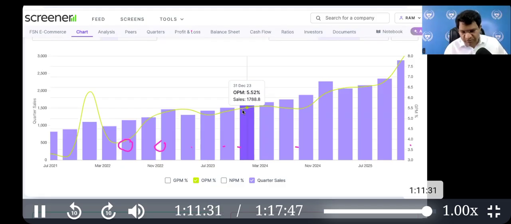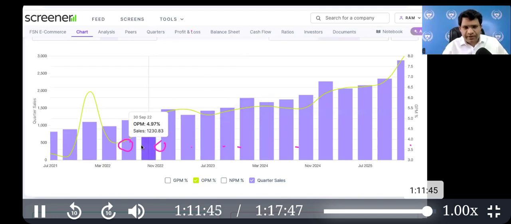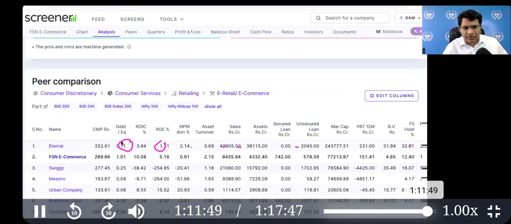Margin compression is because of competition or cost. If operating profit margin is going down, that is not a good sign. But just one parameter will not give you everything. You have to see the entire picture. Okay, that is operating profit margin on the profit and loss statement.